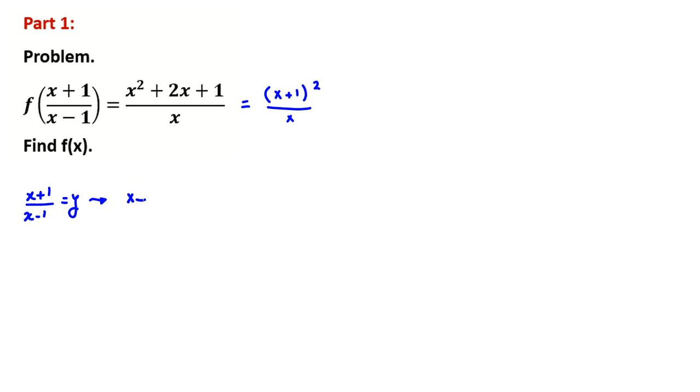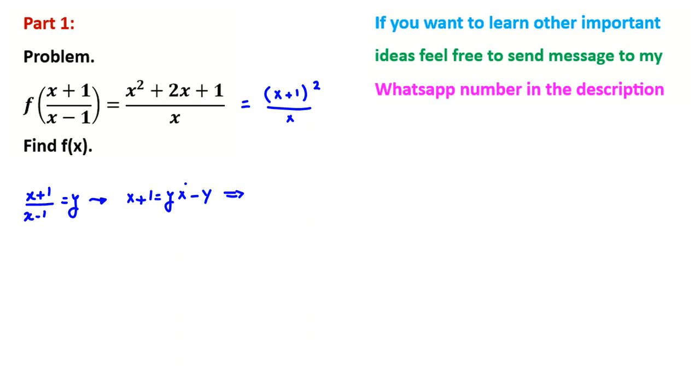So if we cross multiply, x plus 1 equals y times x minus y times 1, which is yx minus y. Then I want to find x in terms of y. So how can I calculate x in terms of y? We should take all things that contain x to one side and the other things to the other side. So here it will be x minus yx equals negative 1 minus y. So we can factor x: x times 1 minus y equals negative 1 minus y.